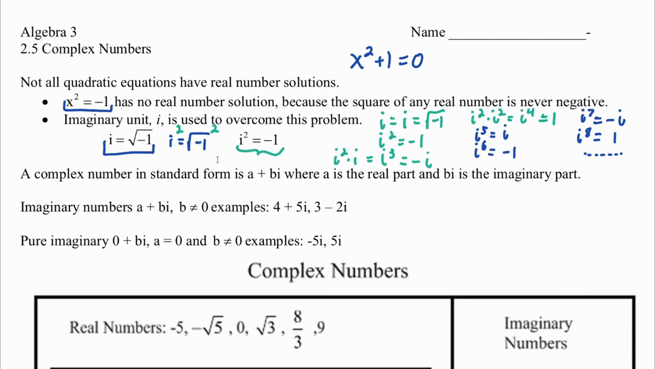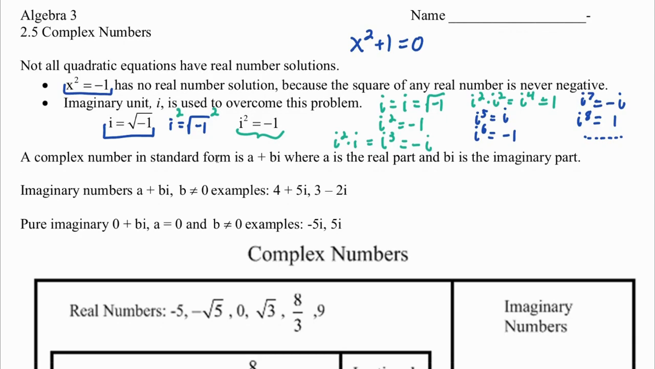Okay, you don't have to know that, but it is good to know that the pattern does repeat. So a complex number in standard form is a plus bi, where a is the real part and bi is the imaginary component. So we have imaginary numbers, that's a plus bi, where b cannot equal 0. And what that means is basically it contains an i, that's what makes it imaginary. So 4 plus 5i is imaginary, 3 minus 2i is imaginary. They contain i, that's what makes them imaginary.